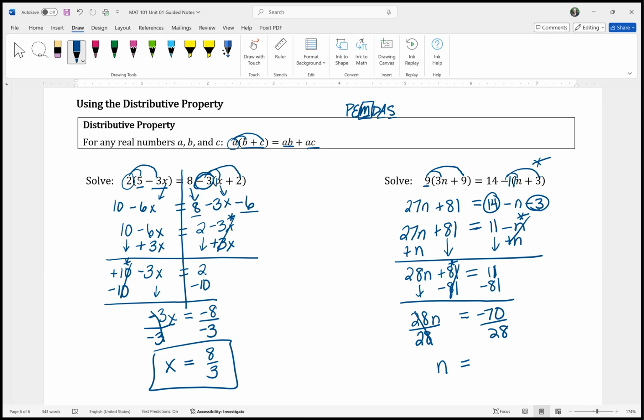And then this is where I would highly suggest putting it in the calculator, okay? You could sit here and manually reduce this, but you cannot enter -70 over 28 as the final answer. Because, just looking at this, both of these have 2 in common. They're both even, okay? But you could continue to reduce this down. Our final answer is -5/2.